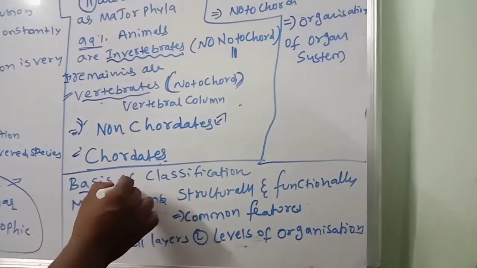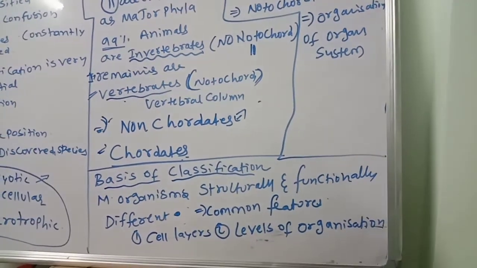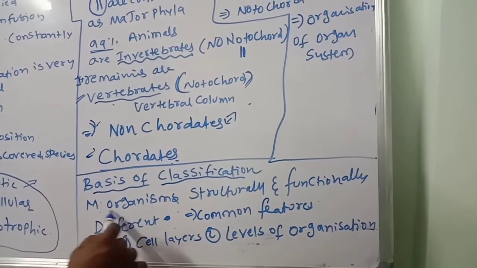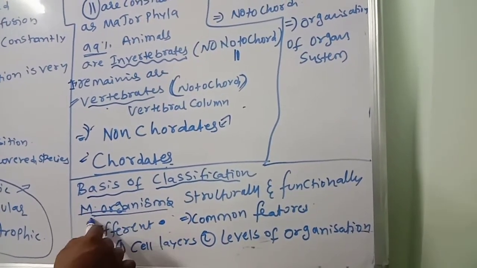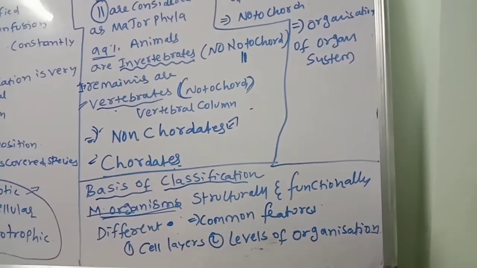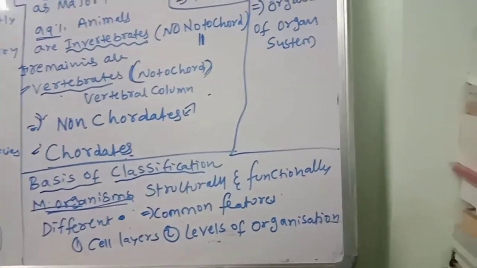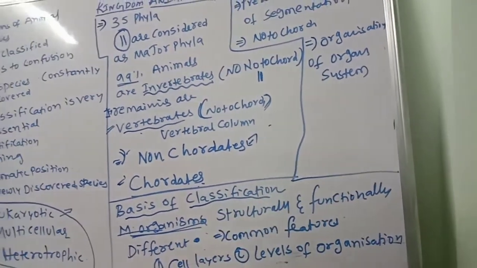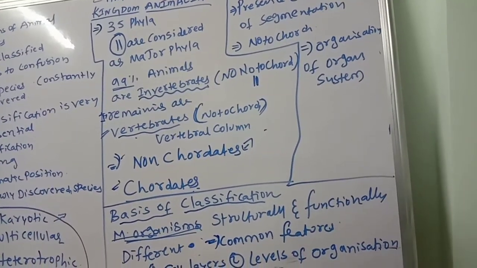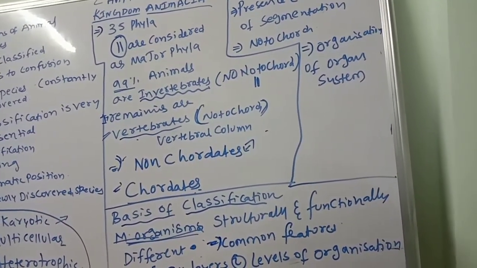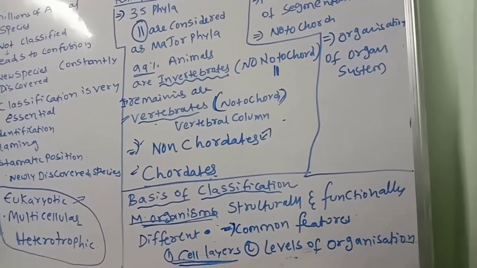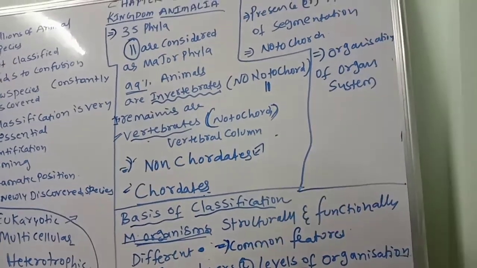So what is the basis of classification? On what basis do they classify the animal kingdom? Almost all organisms are structurally and functionally different. For example, Porifera is different from Platyhelminthes, and Platyhelminthes is different from Annelida. But some common features are there. What are the common features of this animal kingdom? Animals have no cell wall, no cellulose. This is a common feature.